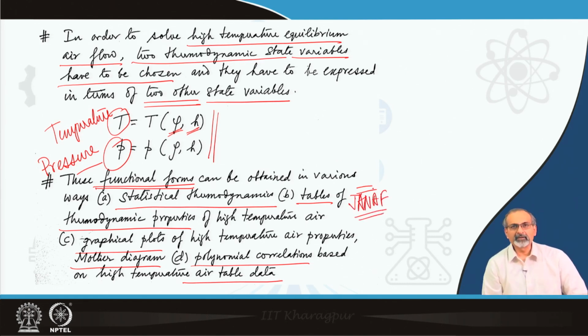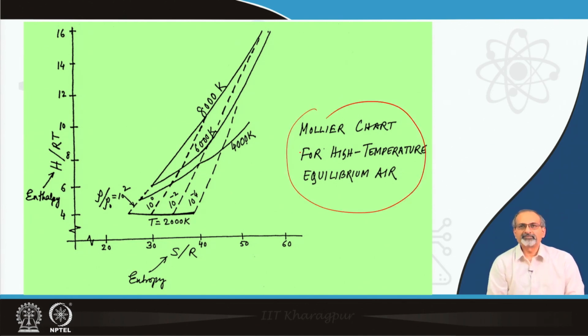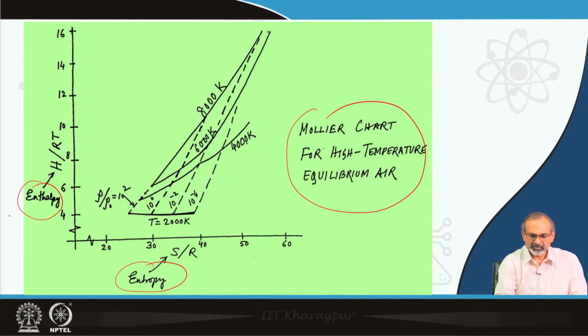So, there are different sources from which information may be sought. It is a good time to have a look at the Mollier chart for high temperature equilibrium air. We have enthalpy and entropy, enthalpy along the y axis, entropy along the x axis, and we are looking at the behavior of high temperature air by following isotherms.